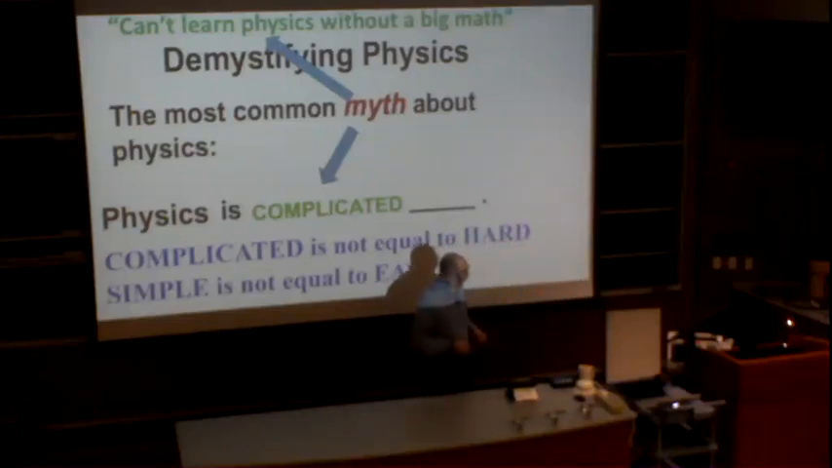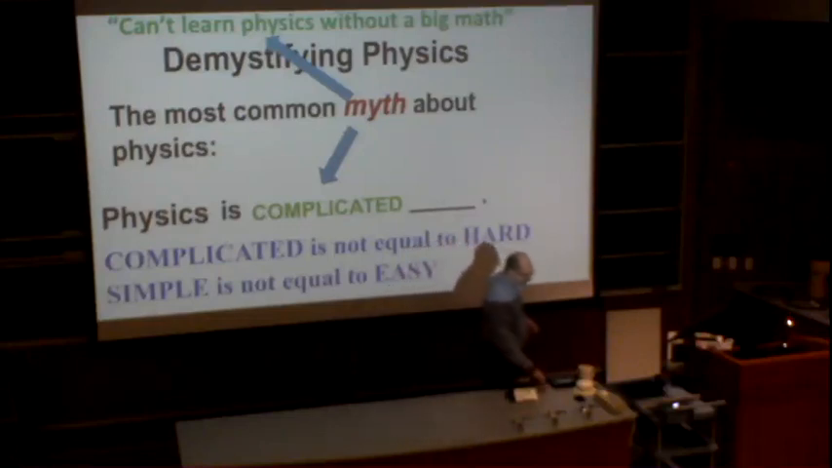So, simple and complicated. That's a description of the structure of something, of a system. Complicated or complex means that a system has many, many elements, parts, but more importantly, many, many connections. That's what makes a system complex. But complex and hard are not the same thing.